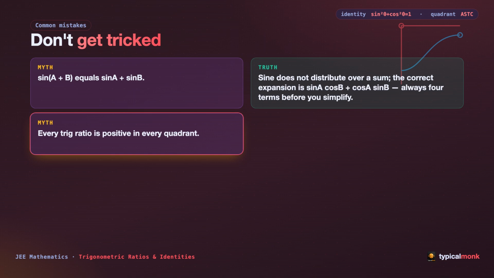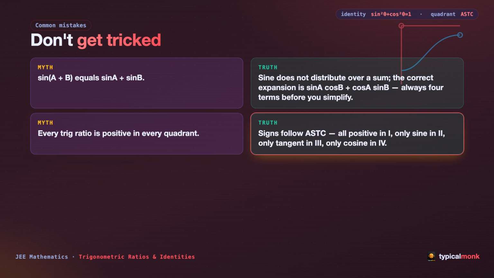Myth 2. Every trig ratio is positive in every quadrant. Surely a ratio is just a ratio, sine and all. The truth, sine strictly follows the quadrant rule. All 3 are positive only in the first quadrant, only sine survives in the second, only tangent survives in the third, only cosine survives in the fourth. Check the quadrant every single time.